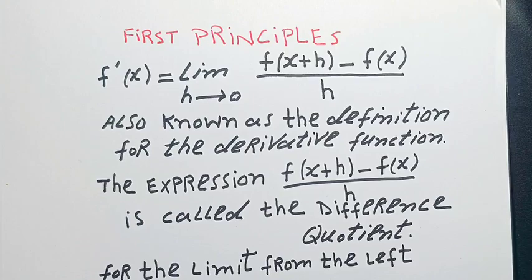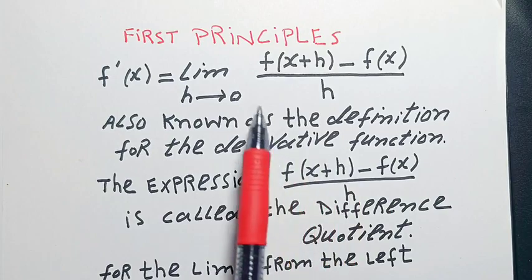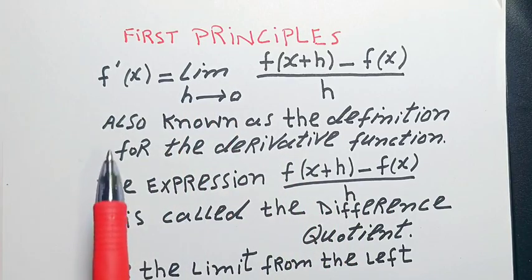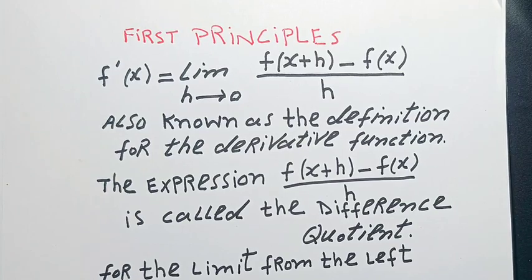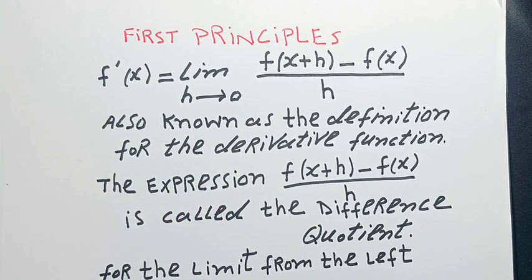This is Newton's quotient, also known as the definition of the derivative function. So if they ask you a question, determine the first derivative from first principles, and they give you the function, then you apply this formula. If they say determine the first derivative by definition, that also means you can apply this formula.